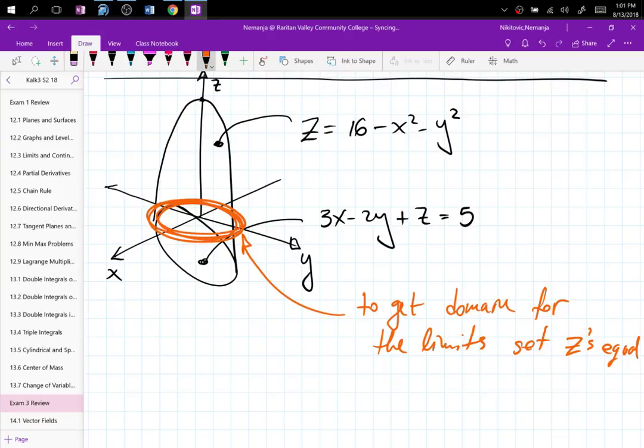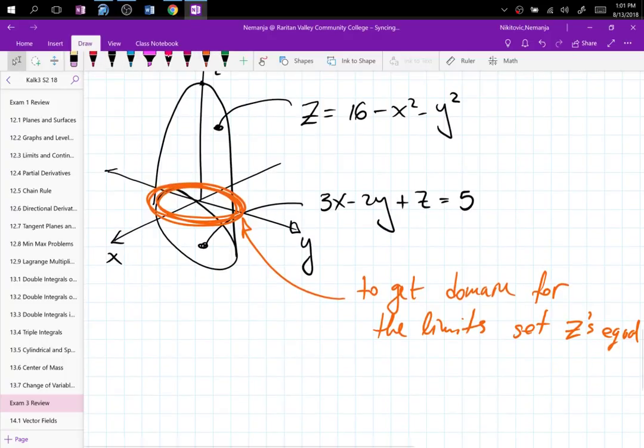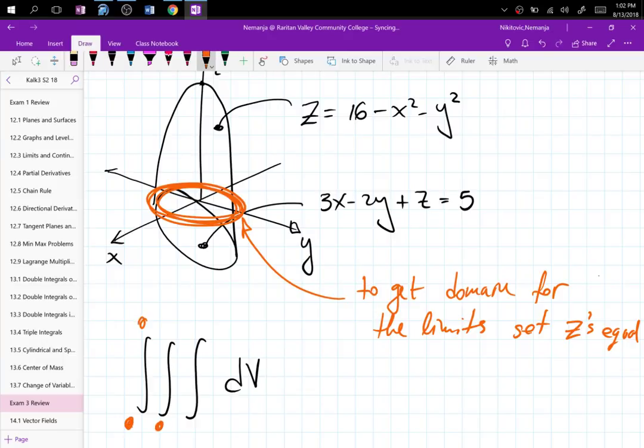I want to integrate that with the first part, the 3x minus 2y. That would be the first part of the integral. So you have this, and then the limits, and over here the top is 16 minus x squared minus y squared, and the bottom is z equals 5 minus 3x plus 2y. The bottom is the bottom part of the object, the top is the top part of the object, because the object is trapped between those two, and that's the dz integral.